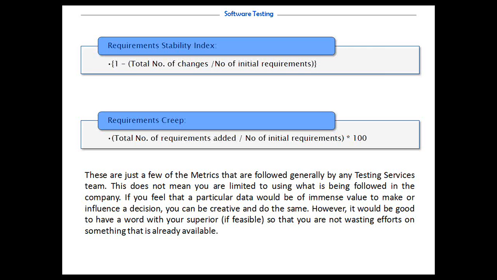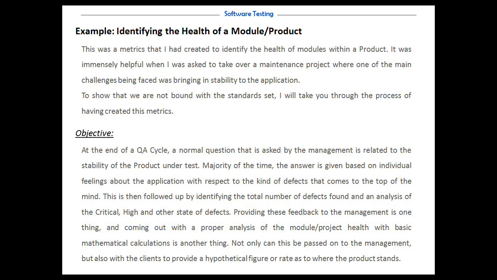Now, the next section is just an example of how to go about creating a metric, or how you can be creative in defining a new metric. This was something I created in one of my projects, which was immensely helpful as it was a maintenance project. So this is an example of a creative way of creating a metric.